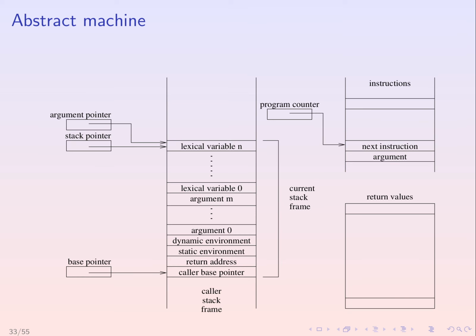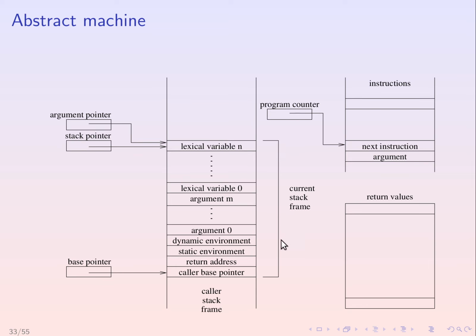So we might end up with an abstract machine that looks somewhat like this. And I should mention that there's plenty of variation regarding how one can design such an abstract machine. And this is just one example. So just keep in mind that there could be variation here.